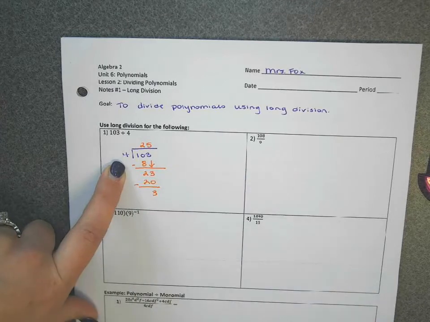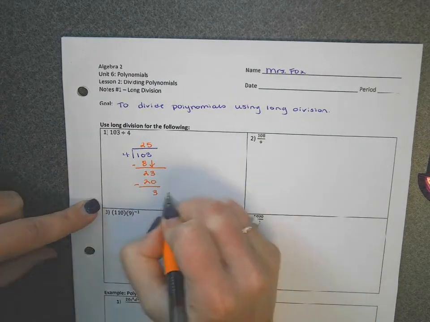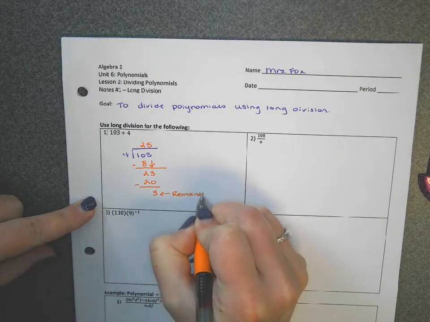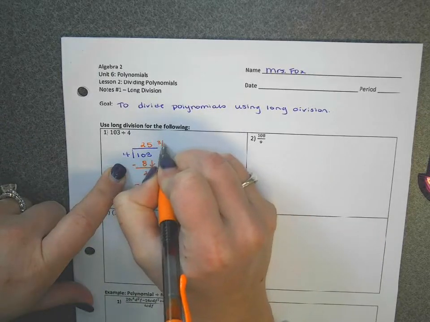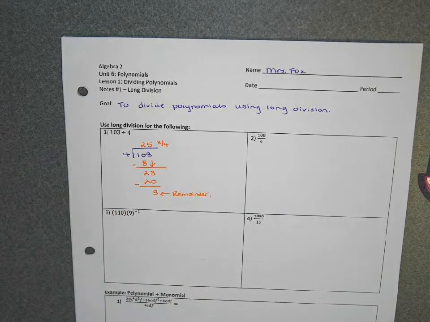There's nothing left to bring down, so I'm going to write that as a remainder. I'm going to write it as 3 out of 4 because I was dividing by 4. So my fraction there is 3/4.